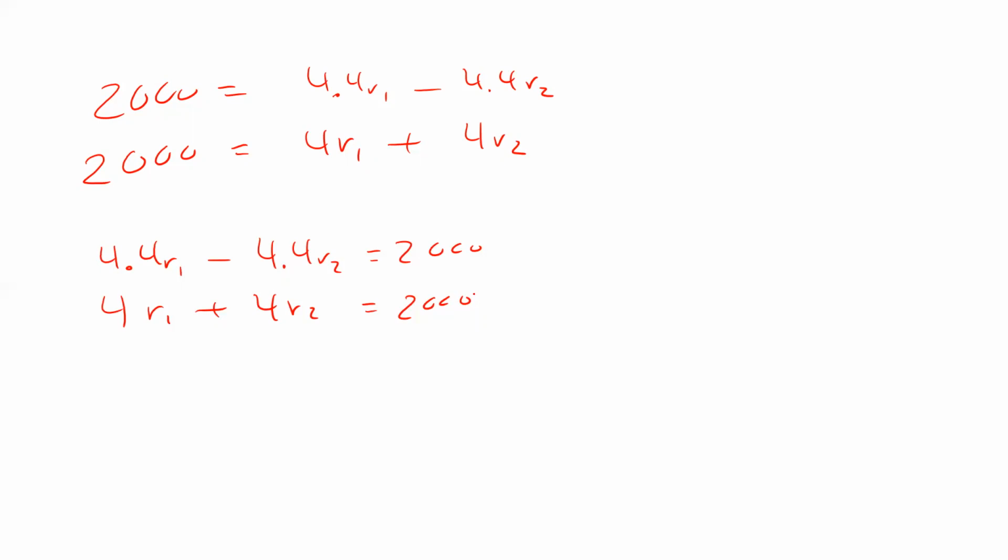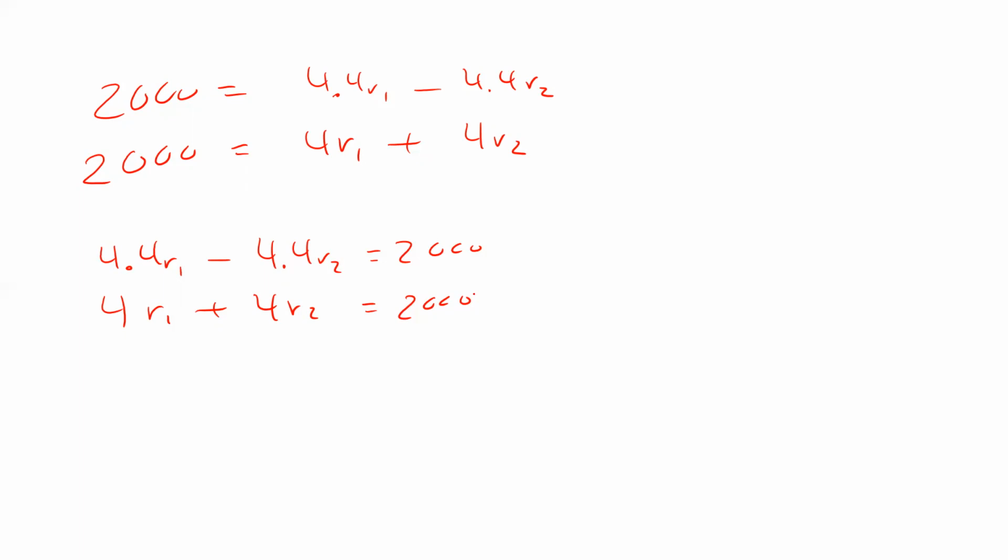It's 4.4 R2. All right, a little bit more complicated than before, but you guys talk to me. What should we do? I'll give you one small hint here. Notice that bottom equation: it is 4, and then a 4, and then a 2000.